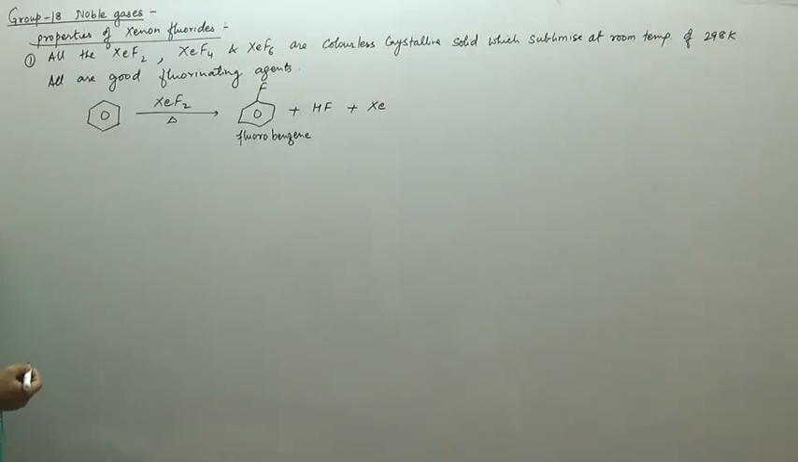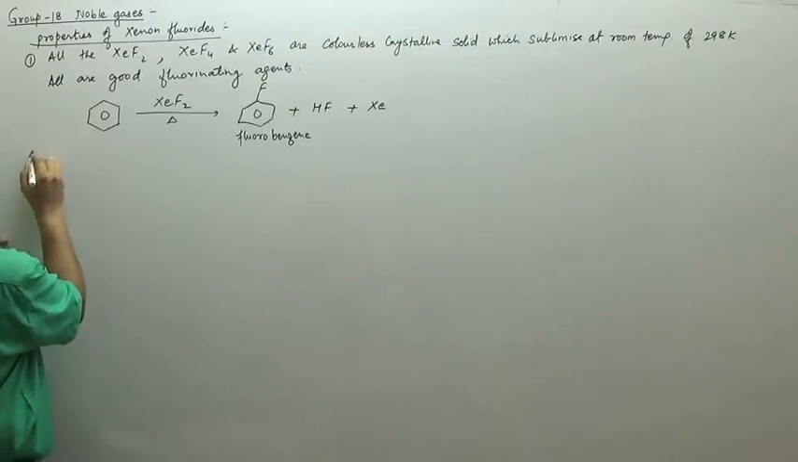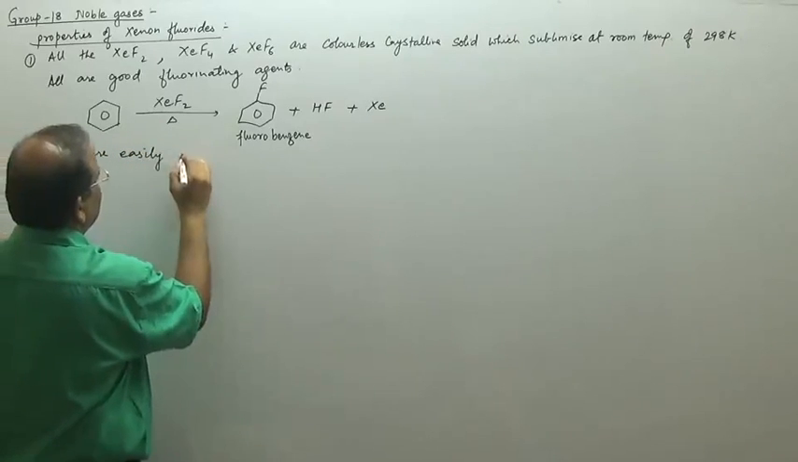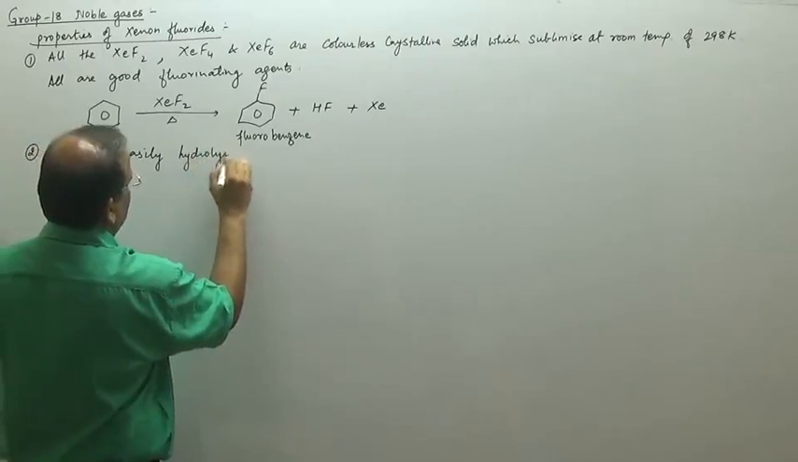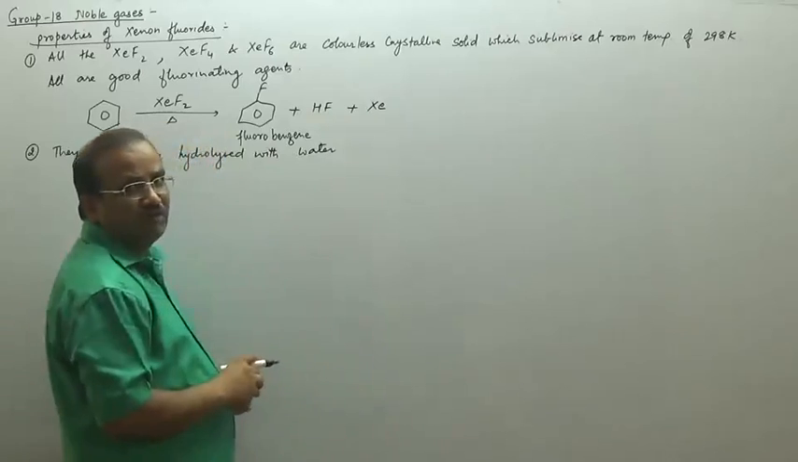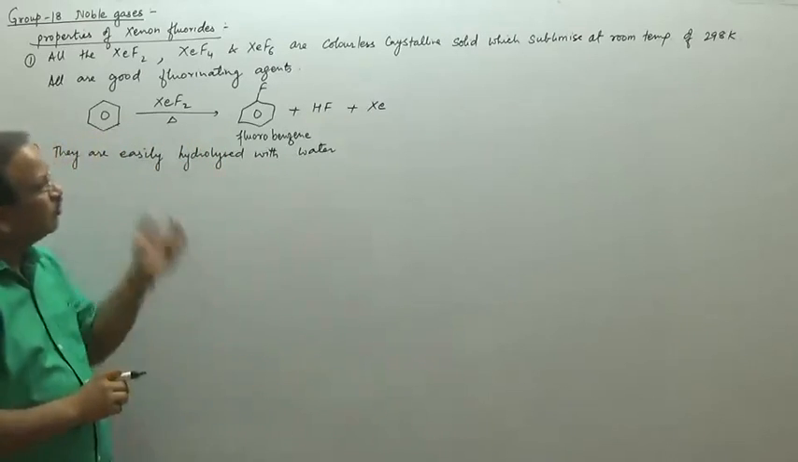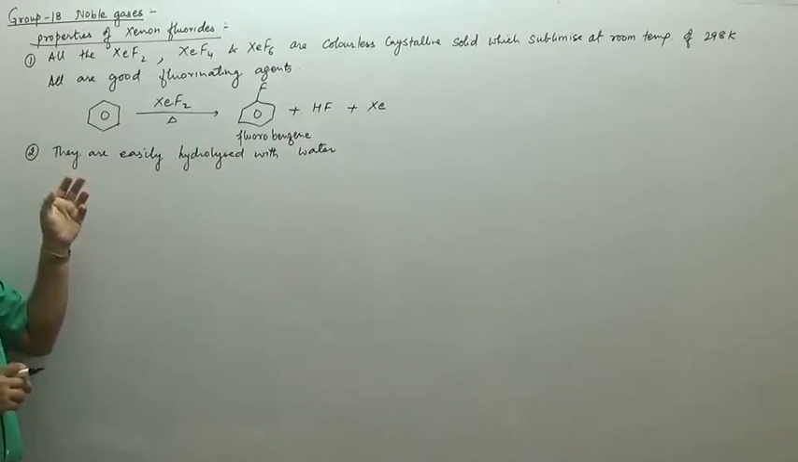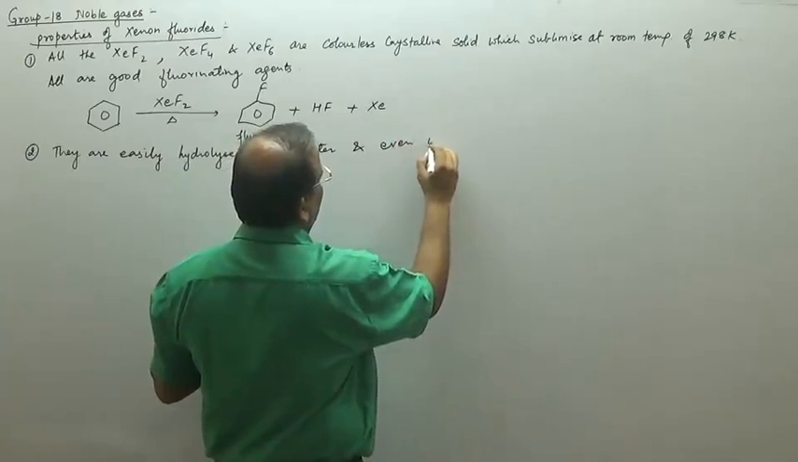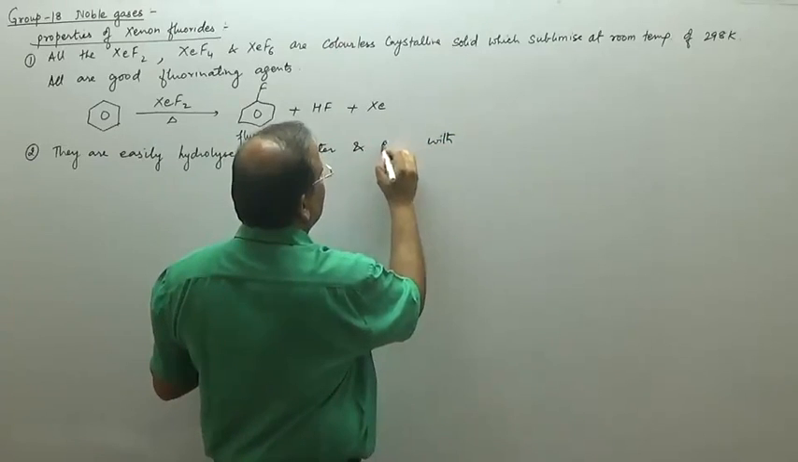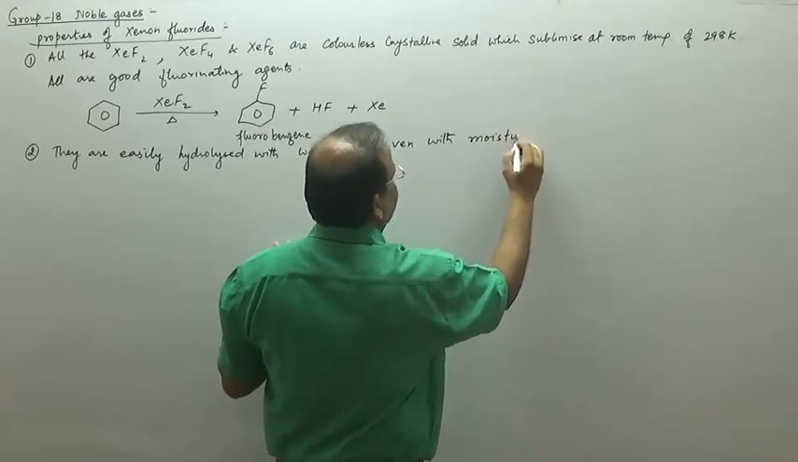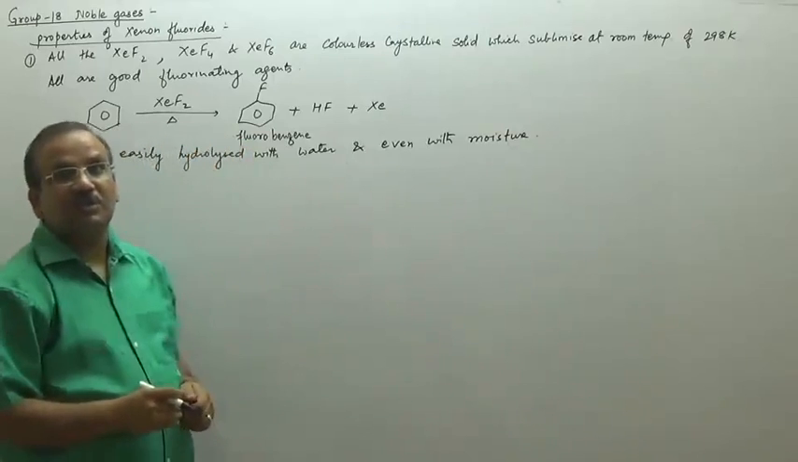Next, they are easily hydrolyzed. All of them can be easily hydrolyzed with water. So the xenon difluoride, tetrafluoride and hexafluoride all hydrolyze easily with water, and even with moisture. Even if traces of water are present, they will get hydrolyzed.